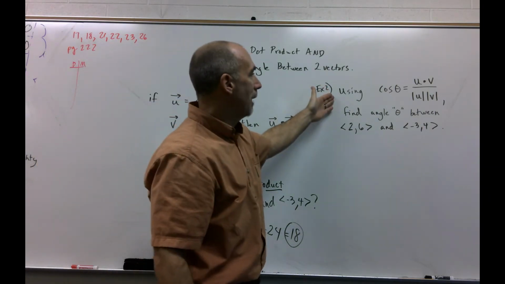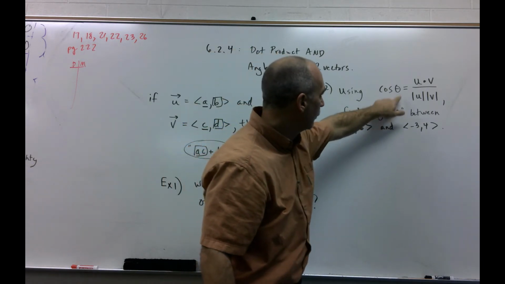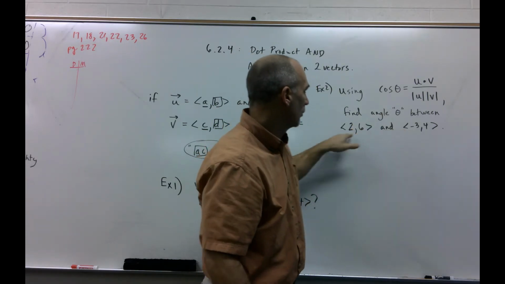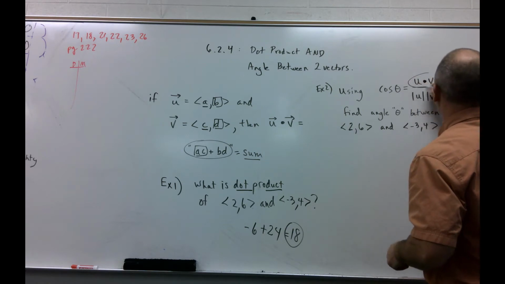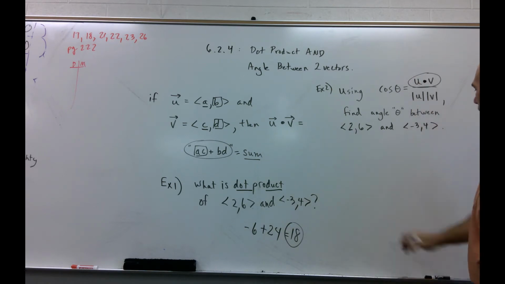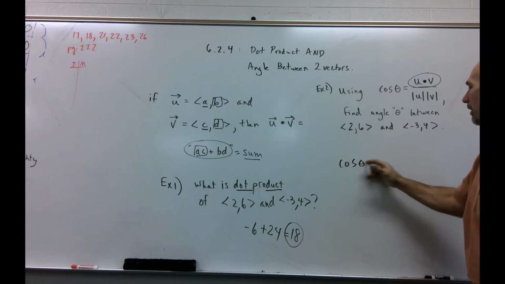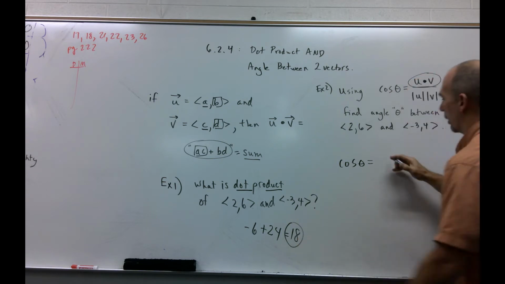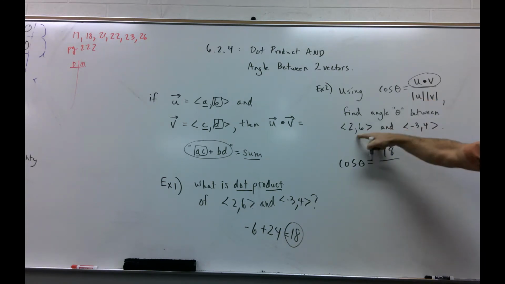There's going to be problems where they're going to ask you to find the angle theta, notice theta's in the formula, between the two vectors. Notice this has the dot product right here. So we would say, okay, cosine of our angle equals the dot product of u times v, which we already found, all over the magnitude of vector u, which is this one.